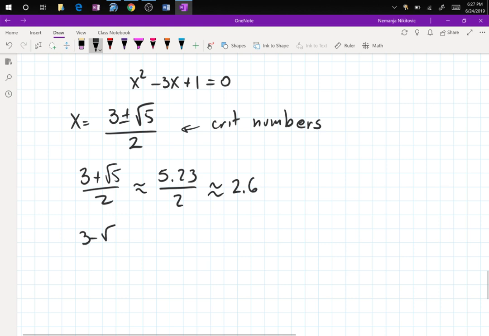And then I have 3 minus root 5 over 2, which is 0.77 divided by 2, right? These are all approximations. We do not need exact values, ballpark is good enough. About 0.4 is good enough.